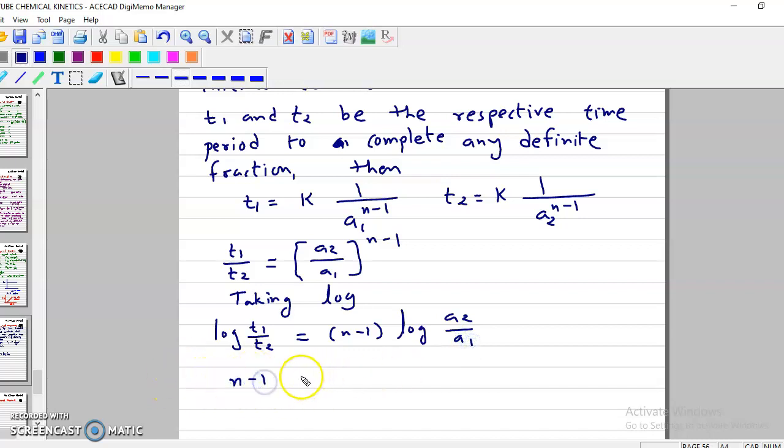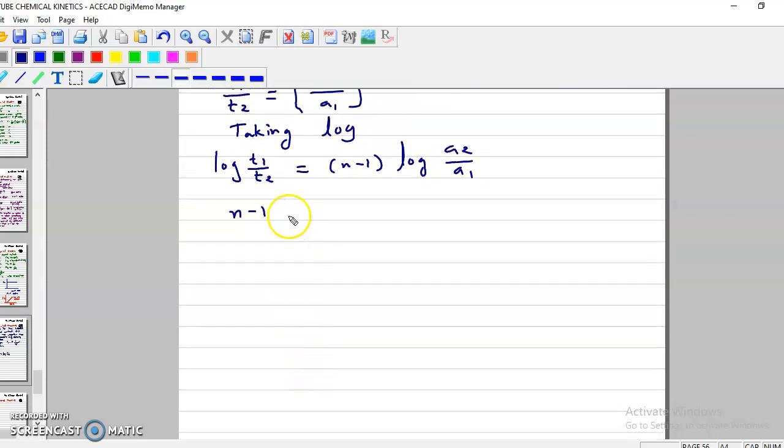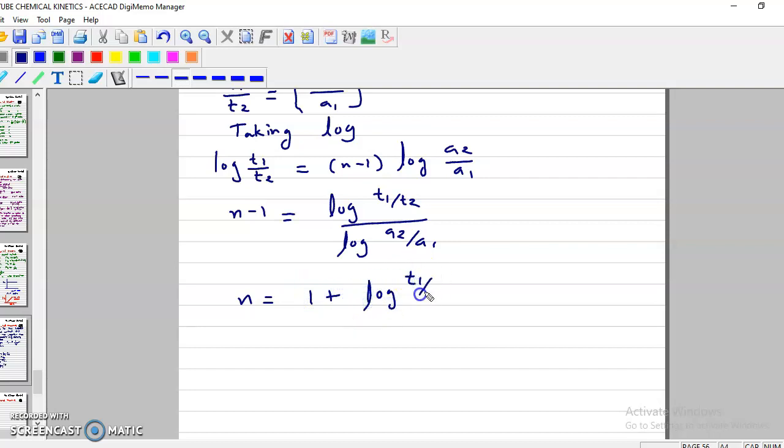Therefore, n minus 1 is equal to log T1 upon T2 upon log A2 upon A1. Or if you make n as a subject, then n is equal to 1 plus log T1 upon T2 upon log A2 upon A1. Okay, so this formula is also used to find out order of reaction.